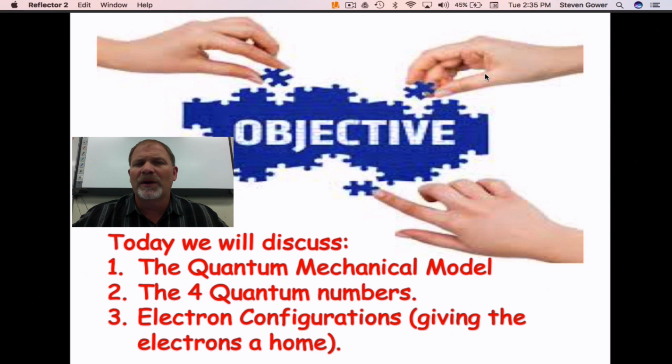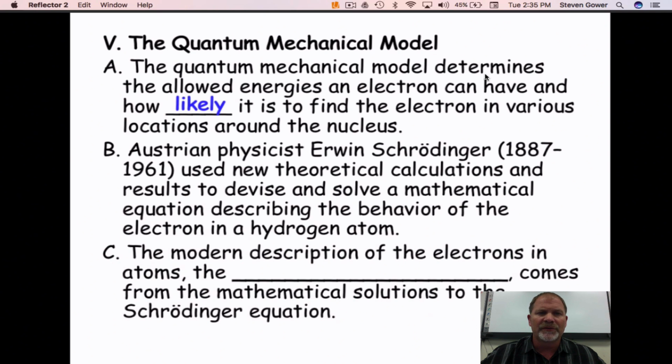Now we're moving into the quantum mechanical model. We'll talk about the 4 quantum numbers and start to get into electron configuration. The quantum mechanical model gives us our best understanding of where the electrons are located. Remember, we already know the electrons are located around the nucleus. We just don't know specifically where. So the quantum mechanical model helps us to do that.